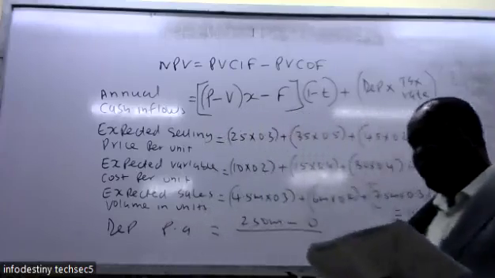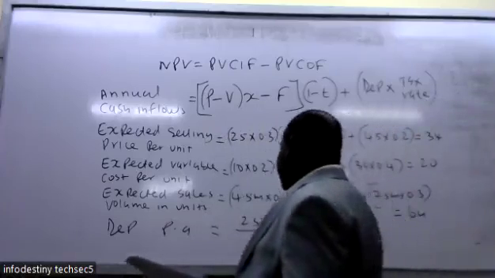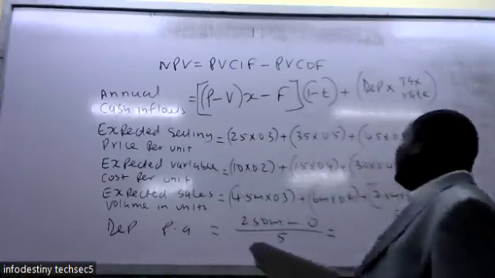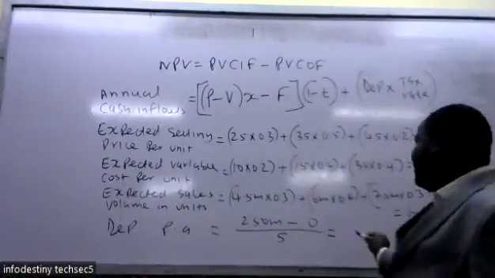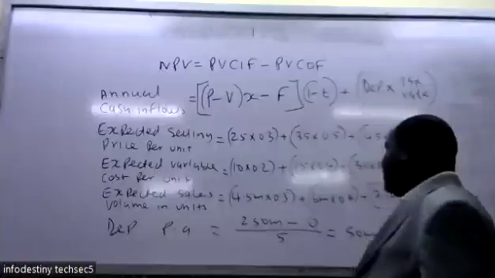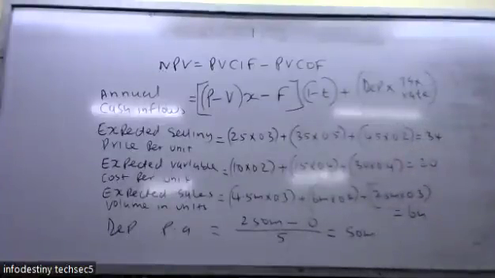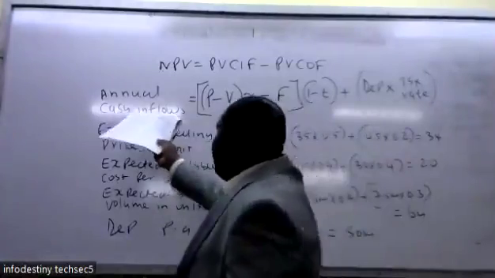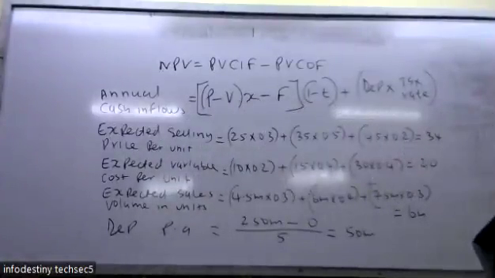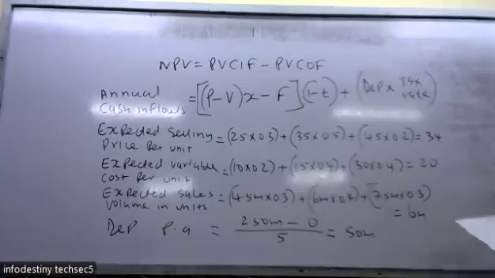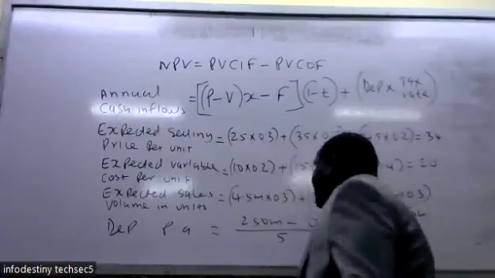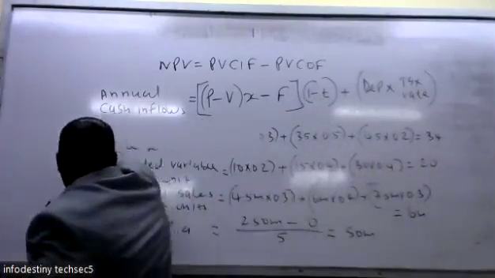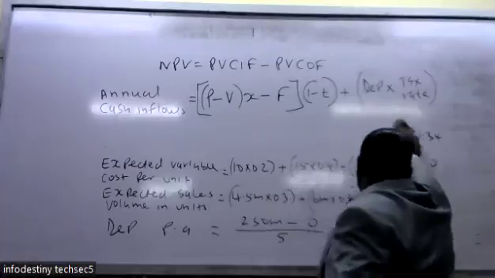But economic life was how many years? So divide by 5 years, and we come up with 50 millions. Once we have done that working, we come back here to give us our annual cash inflows. We now go up there to give us our annual cash inflows. So we start with the P, using this formula.